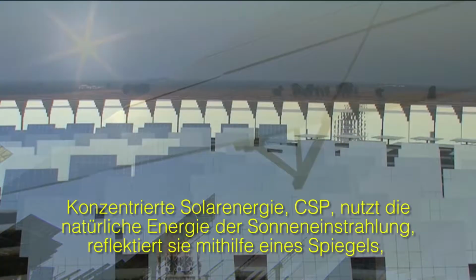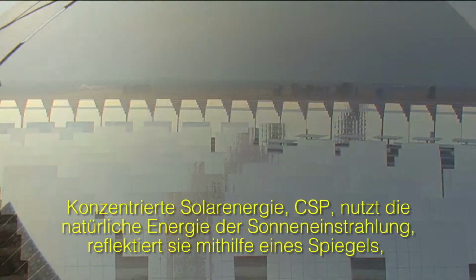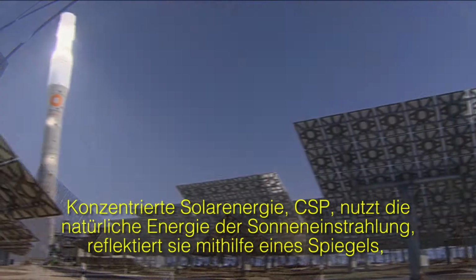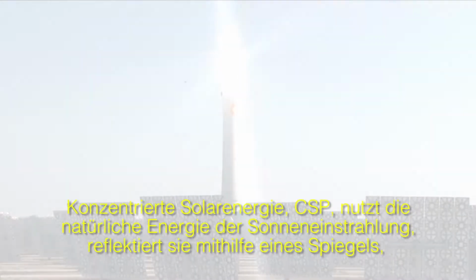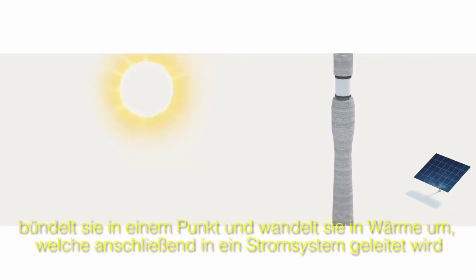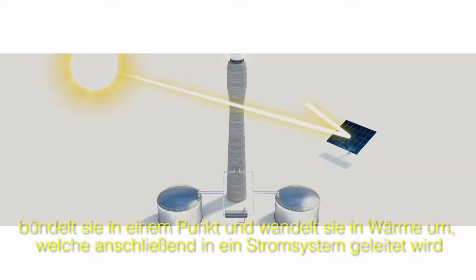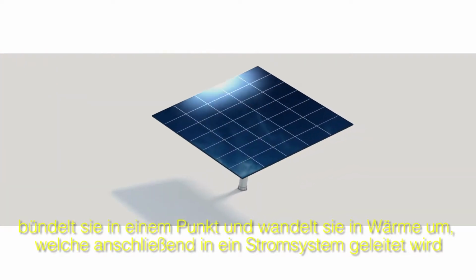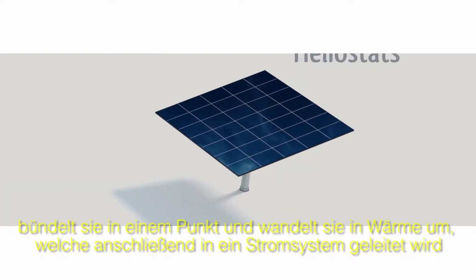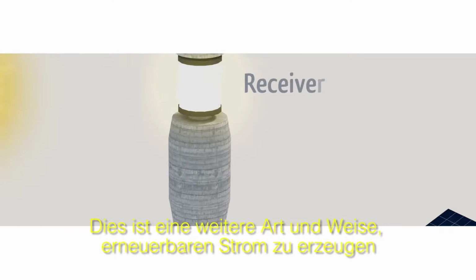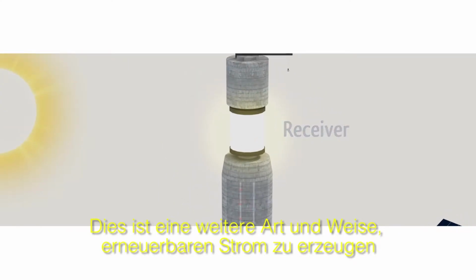Concentrated solar power, or CSP, takes the natural radiant energy from the sun, reflects it against a mirror, and focuses it on a small area to create a large amount of heat that drives a steam turbine. By connecting the turbine to an electric generator, we get a renewable way of making electricity.